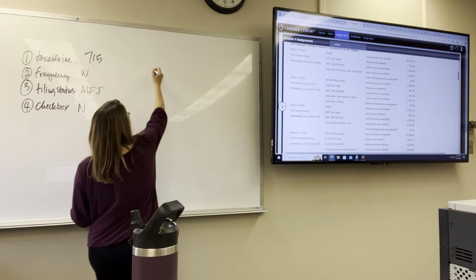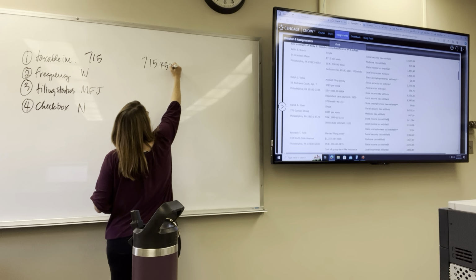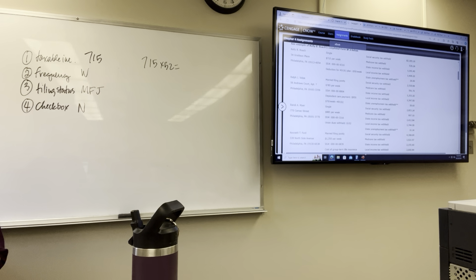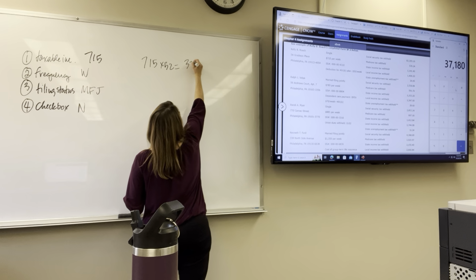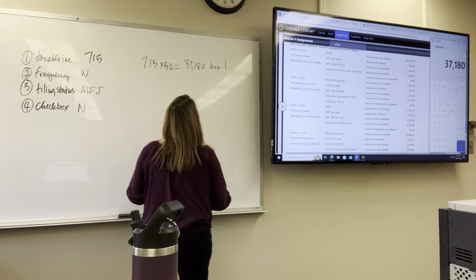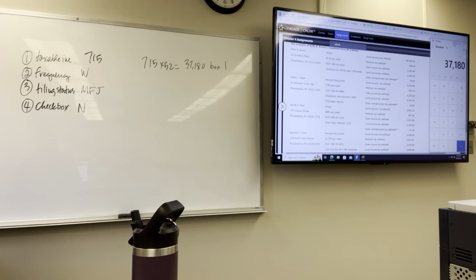$715 is the amount of taxable wages for federal income tax purposes. So if we just take this one box at a time, $715 times 52 weeks, bless you, is $37,180. This is our box one. We'll fill this in a minute.